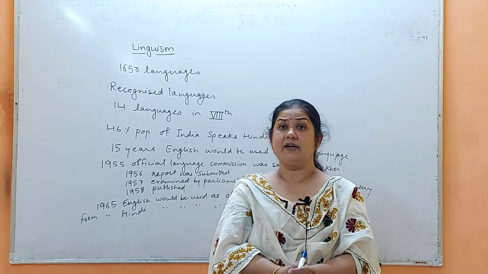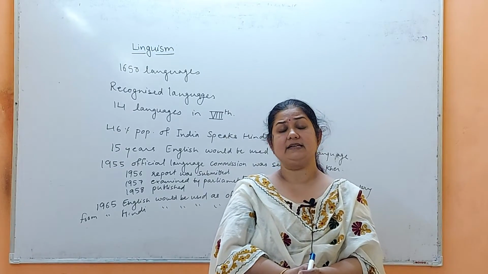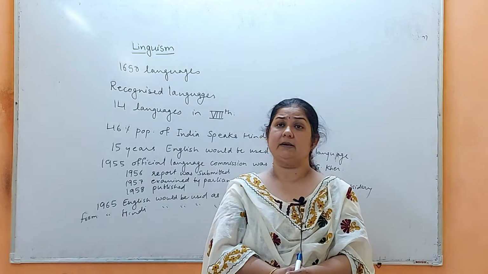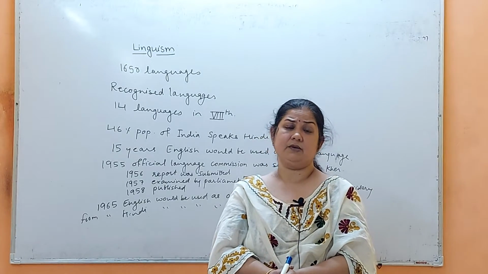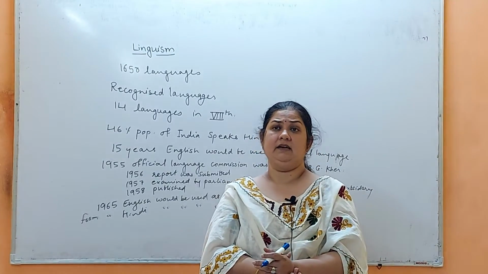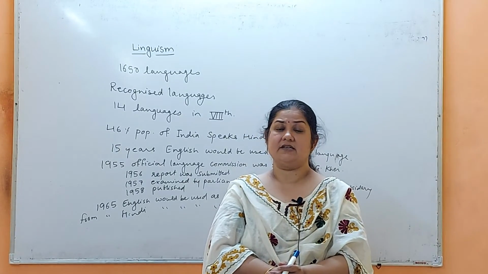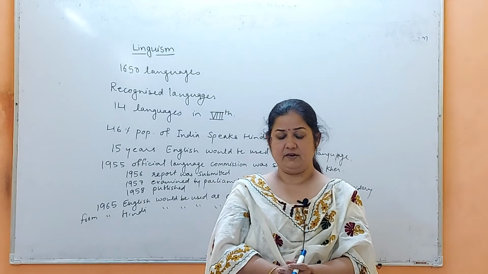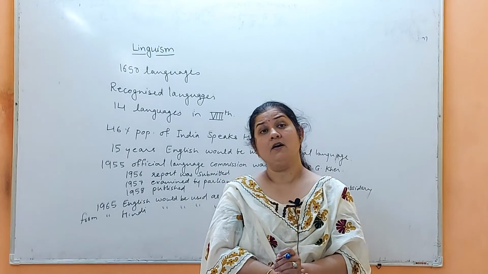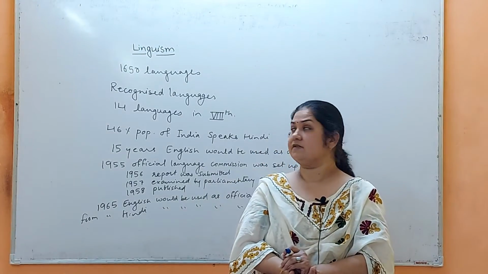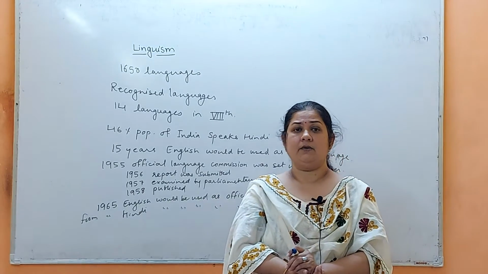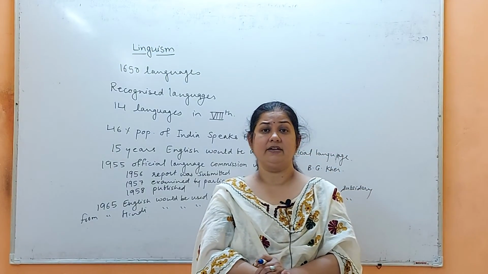There are today 22 recognized languages in the 8th schedule, but apart from that, like Mizo in Mizoram, or Garo and Khasi in Meghalaya, or French in Pondicherry are used as official language, means what? These languages are used for the official purpose. So this was about this lecture. Now in the next lecture we will see regionalism.